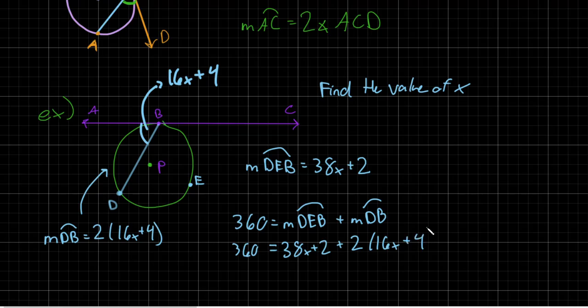Because they should equal what? Chelsea, what should they equal to if we add up all the arcs in a circle? If I add up all the degree measurements of all the arcs in a circle, they should add up to the total degrees in a circle. Yep, 360. Okay. Finish up the problem. Find out what x is.